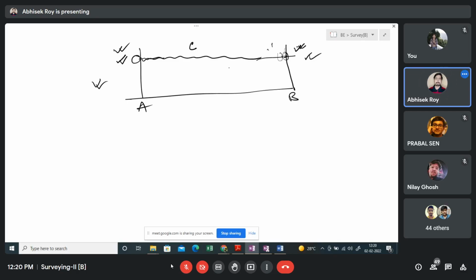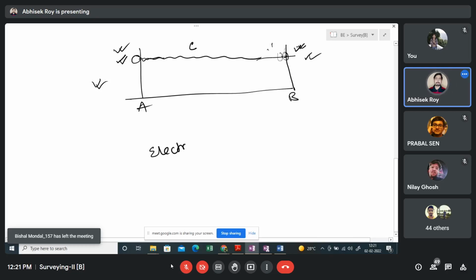Now, the electromagnetic waves which will be generated here will depend on many factors, but they will mainly depend on the electrical signals used to generate these waves. So it will depend on electrical signals.